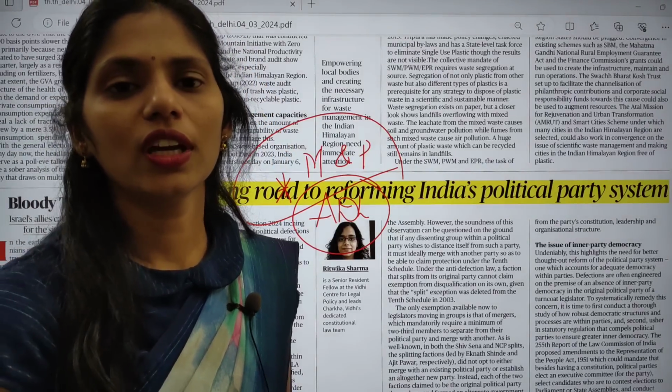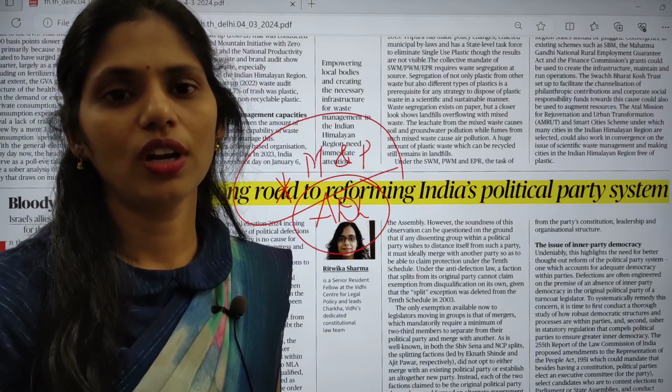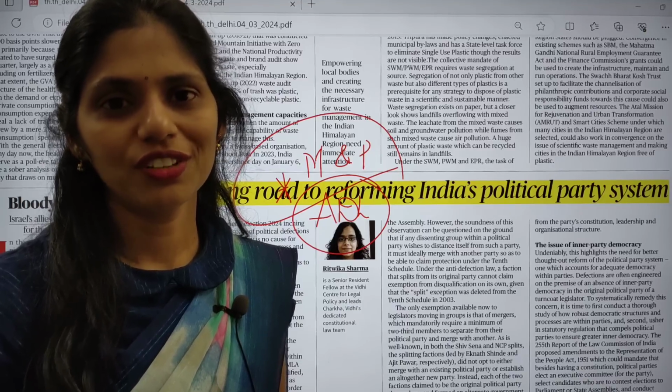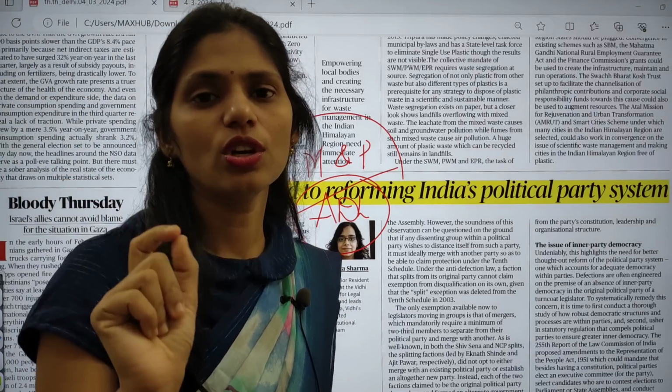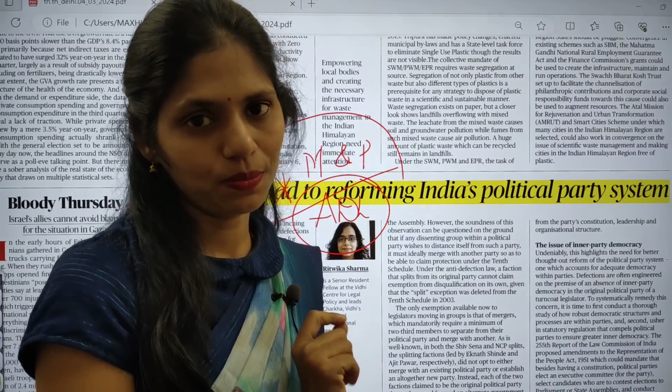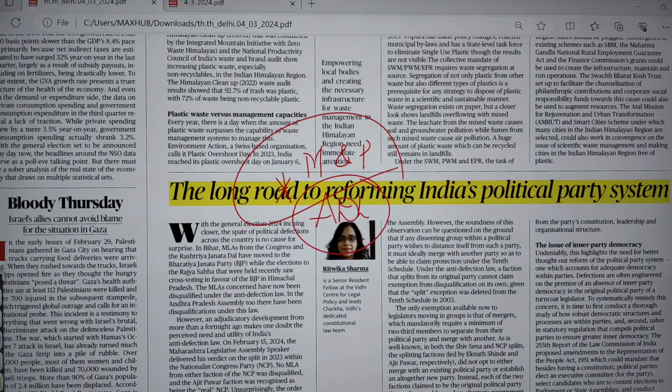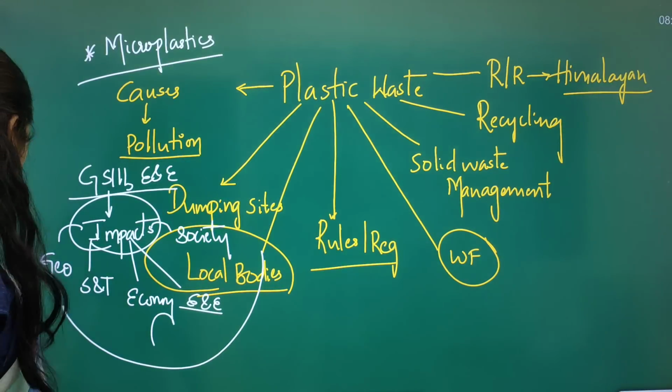We are not going into the internal politics, what is going on, everything, but we are focusing on the facts regarding this anti-defection law. These facts are very important from your prelims point of view, and you can get direct statements. Clear?